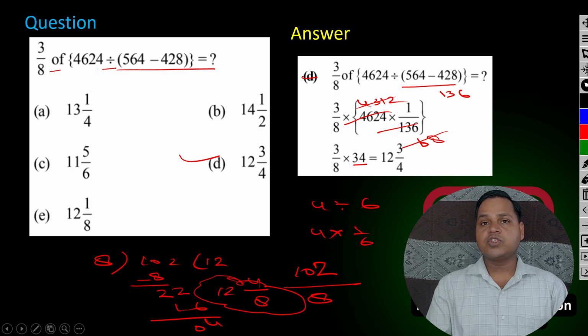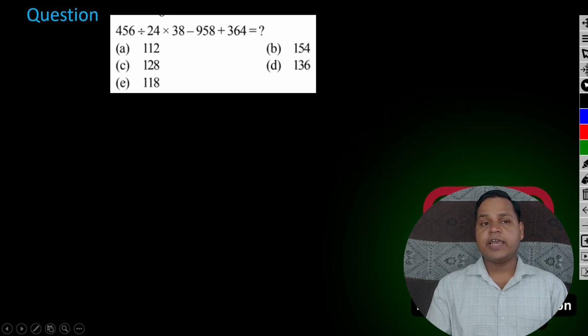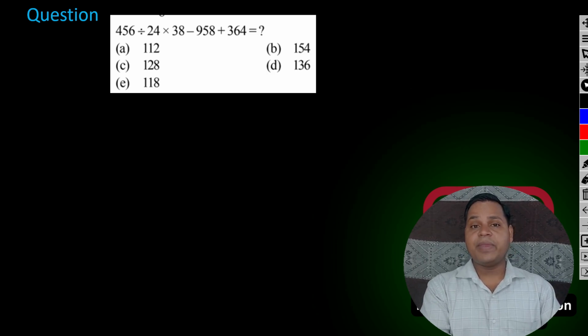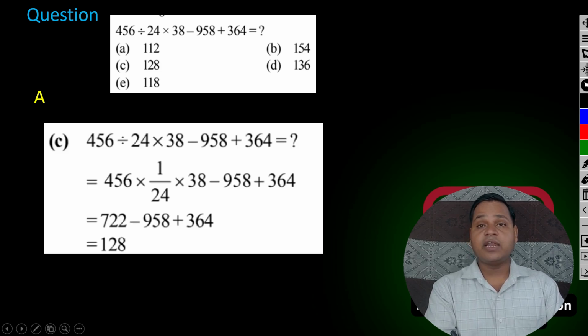Now see the next question, which is a very important question, given as 456 divided by 24 multiplied by 38 minus 958 plus 364. So what is the correct option for this question? Now solve this question and see the correct answer.